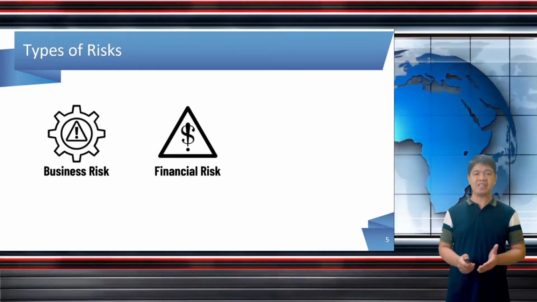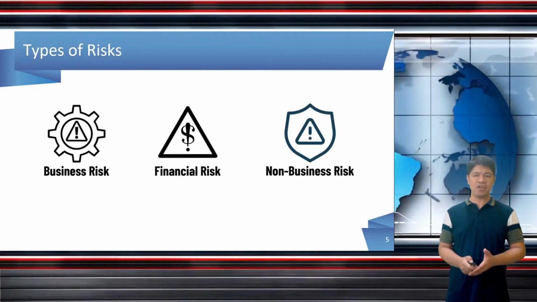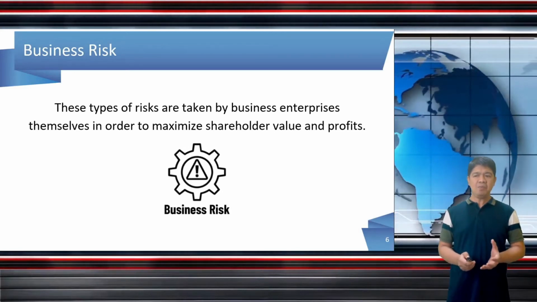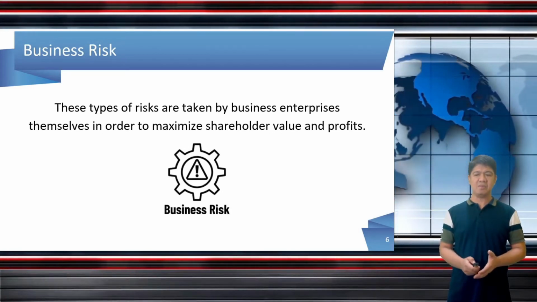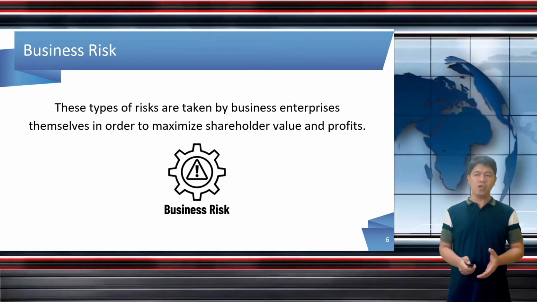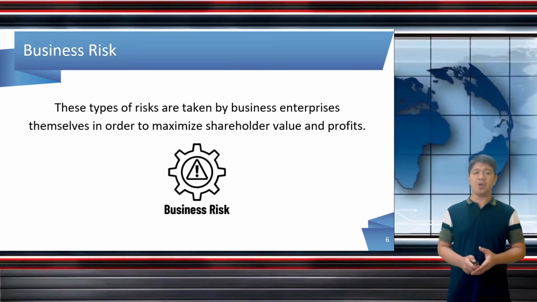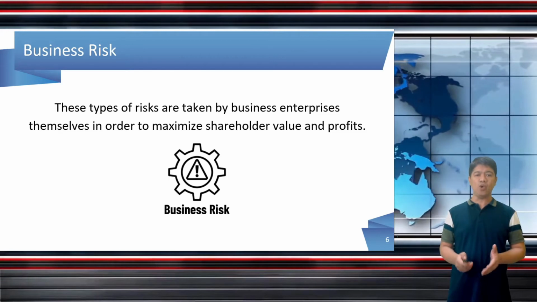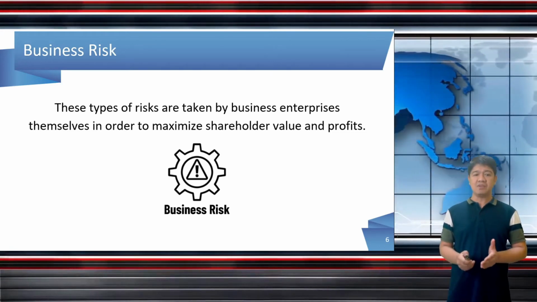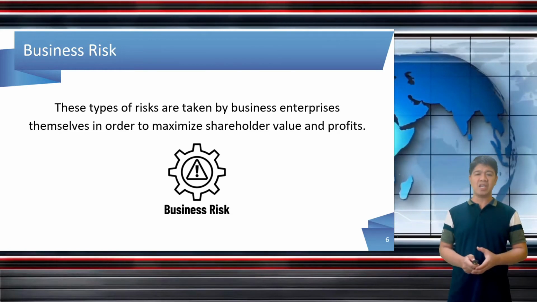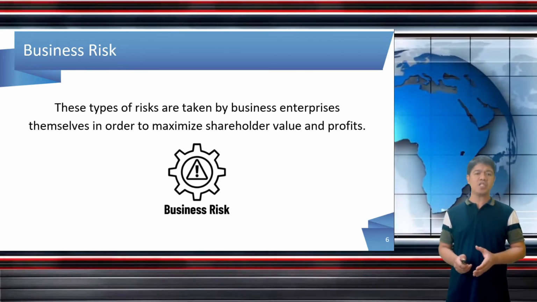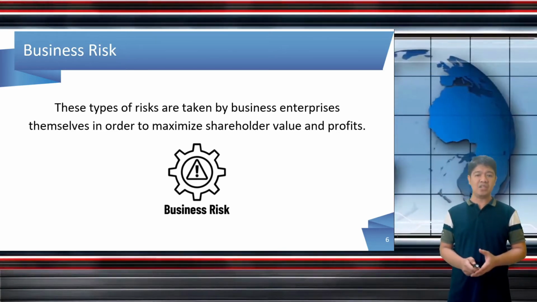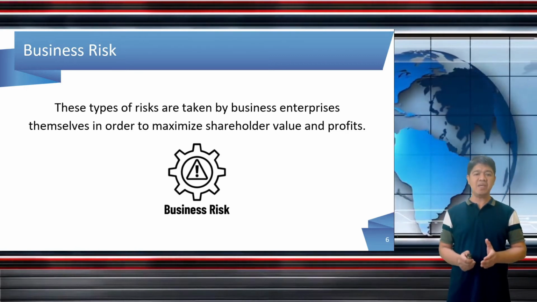So we have here the different types of risk. So we're going to talk first about business risk. This type of risks are taken by business enterprises themselves in order to maximize shareholder value and profits. As for example, companies undertake high-cost risk in marketing to launch a new product in order to gain higher sales. Business risk is the exposure a company or organization has to factors that will lower its profits or lead it to fail. Anything that threatens a company's ability to achieve its financial goal is considered a business risk.